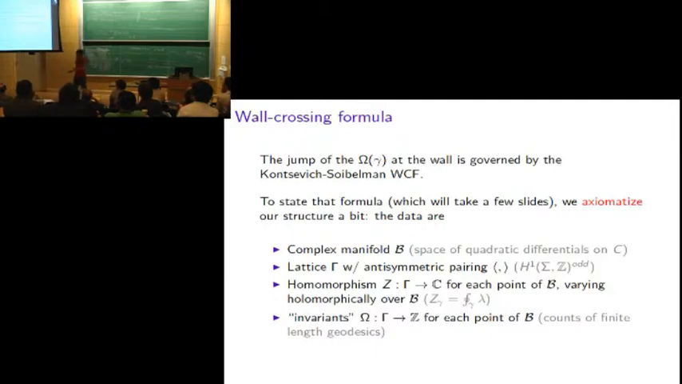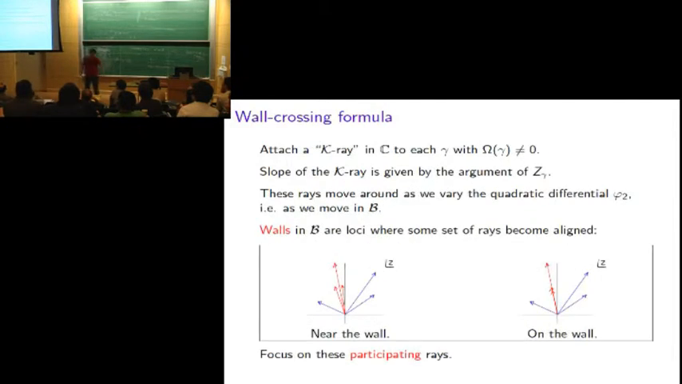So now, OK, you've got the data. Now I want to tell you the formula. To tell you the formula, I first do some little circumlocution. So I want to think of the z's in the following way. For every gamma with omega of gamma not equal to 0, in other words, for every one of these finite length geodesics, I'll attach some ray in the complex plane.